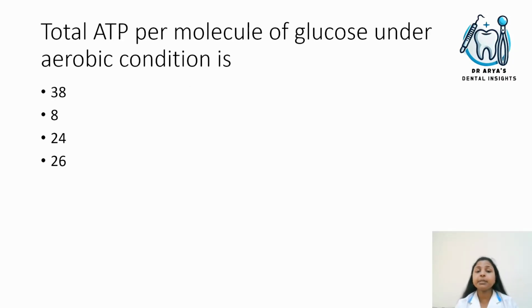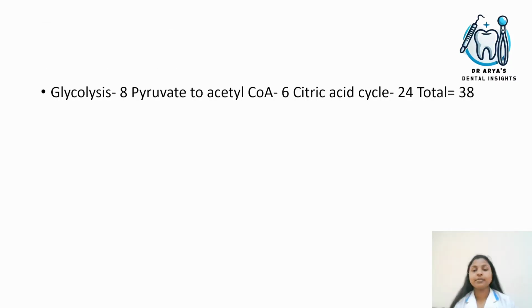Total ATP per molecule of glucose under aerobic condition: is it 38 or 8 or 24 or 26? So in glycolysis, we have 8 ATP. From pyruvate to acetyl-CoA, 6 ATP, and from the citric acid cycle, 24. So there is a total of 38 ATP per molecule of glucose under aerobic conditions. Okay.